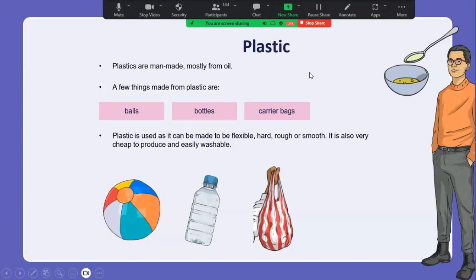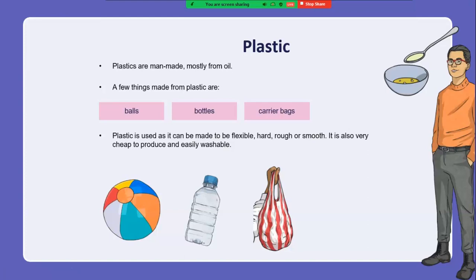Thank you. Okay. Next up, plastic. This material you can see everywhere on the street. Plastic is made by man, mostly from oil. We use plastic to make balls, bottles, and carry bags. Why do we choose plastic? Because it's very flexible, hard, and it's very cheap to produce and easily washable. So that's why we choose plastic.